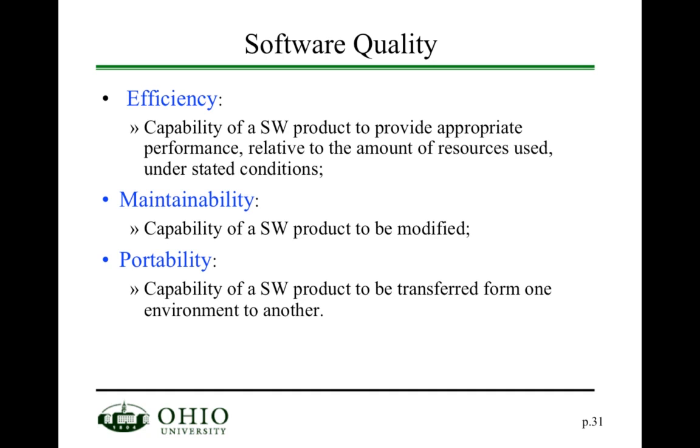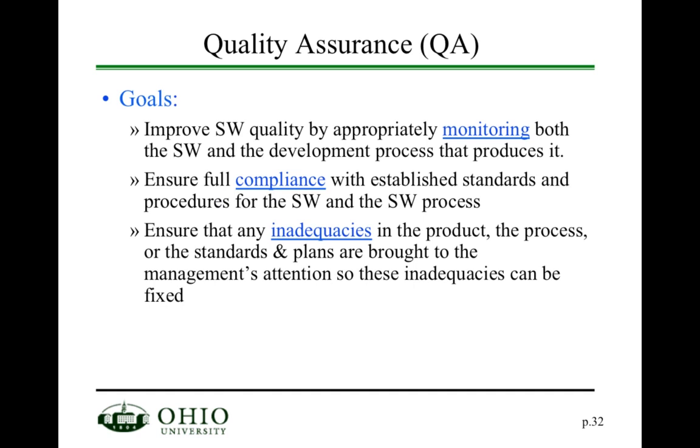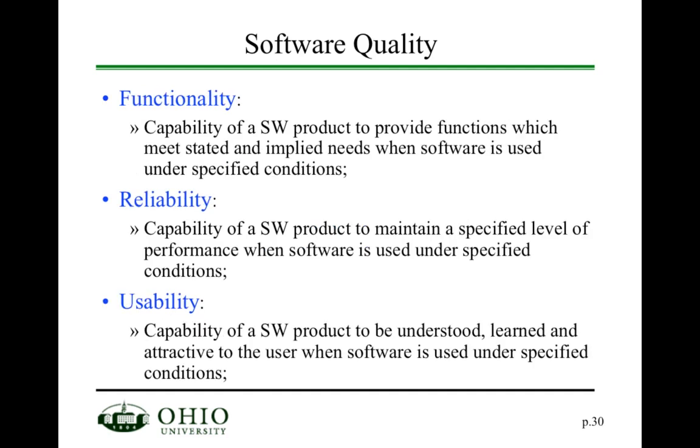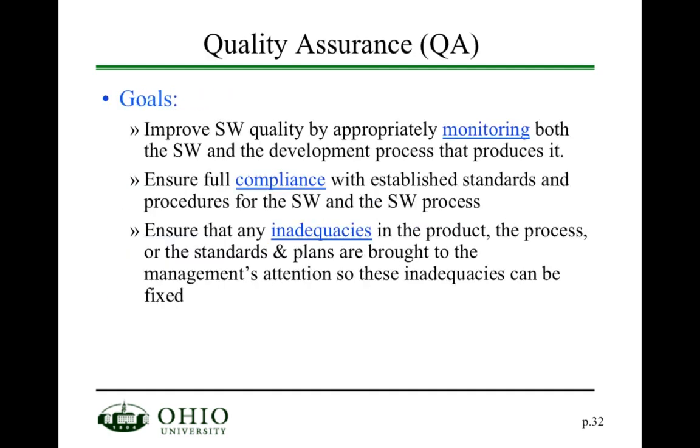Of course, maintainability is kind of obvious. We talked about that in the systems engineering module, and portability as well. Okay, so for quality assurance, the goals are really to improve software quality, the things we have talked about on these two slides, by appropriately monitoring both the software and the development process that produces it. What we want to establish is that there's full compliance with the established standards and plans that have been drawn.